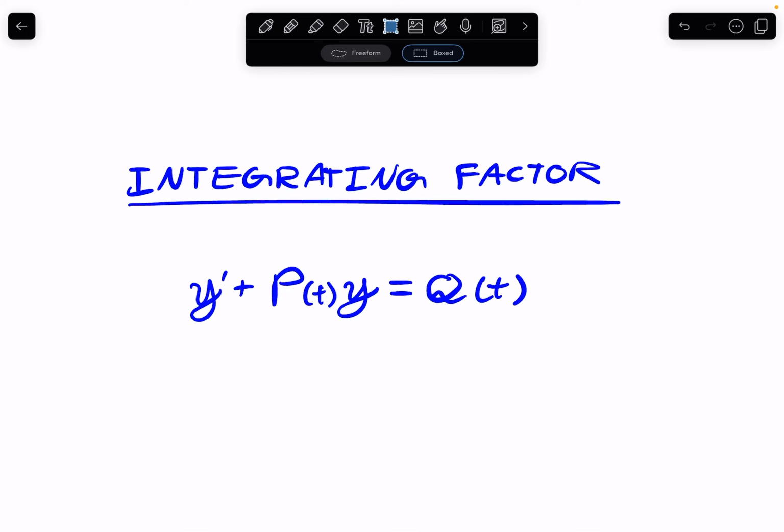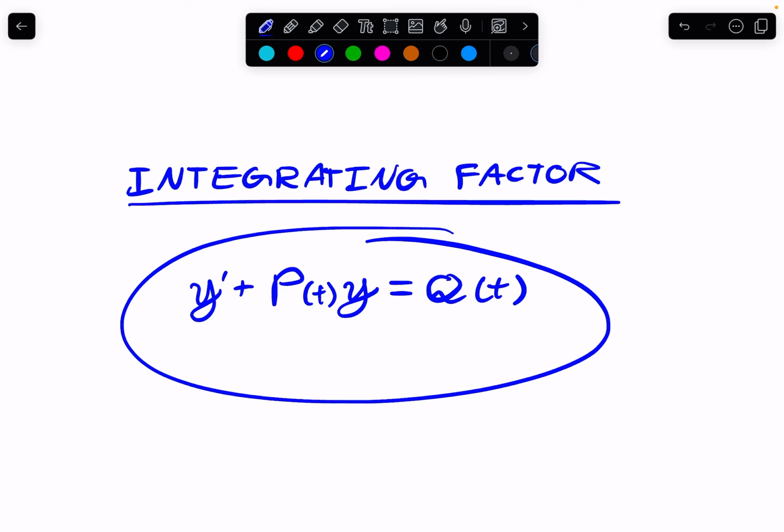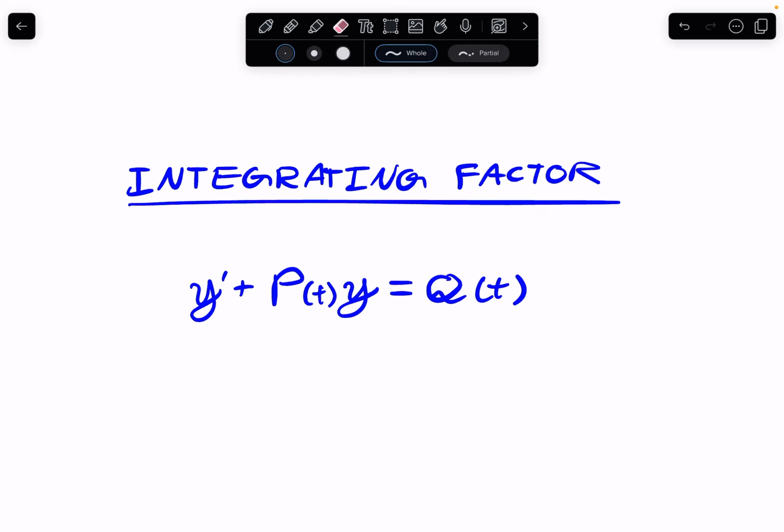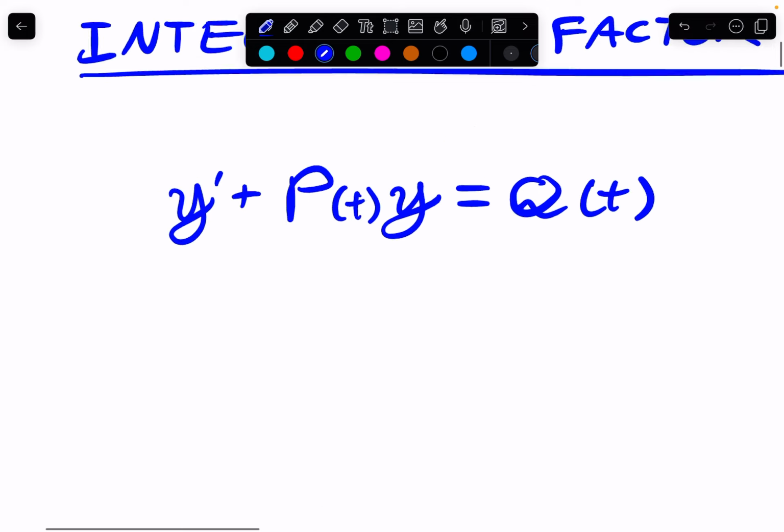I wanted to make this video to see if I could help you figure out how to use the integrating factor to solve first order linear differential equations in this form specifically. You're going to see a lot of first order differential equations. They're pretty general, easy to solve, and we're going to look at solving them by using something called the integrating factor.